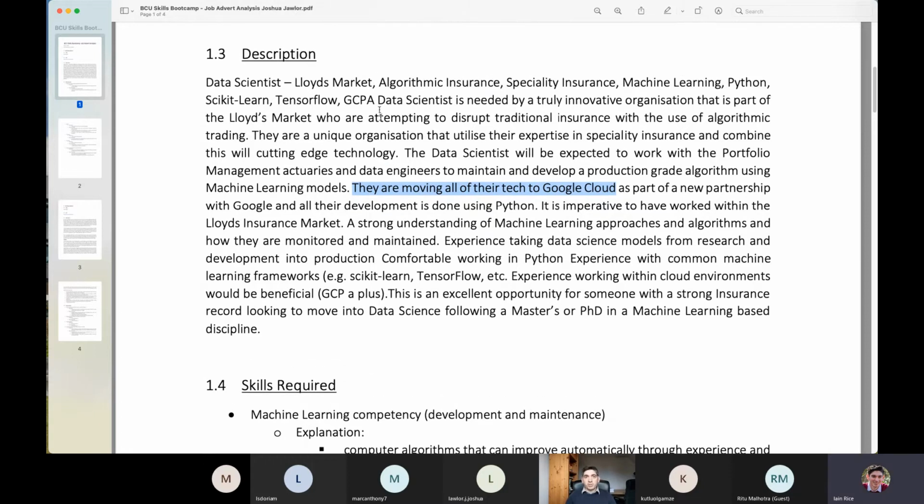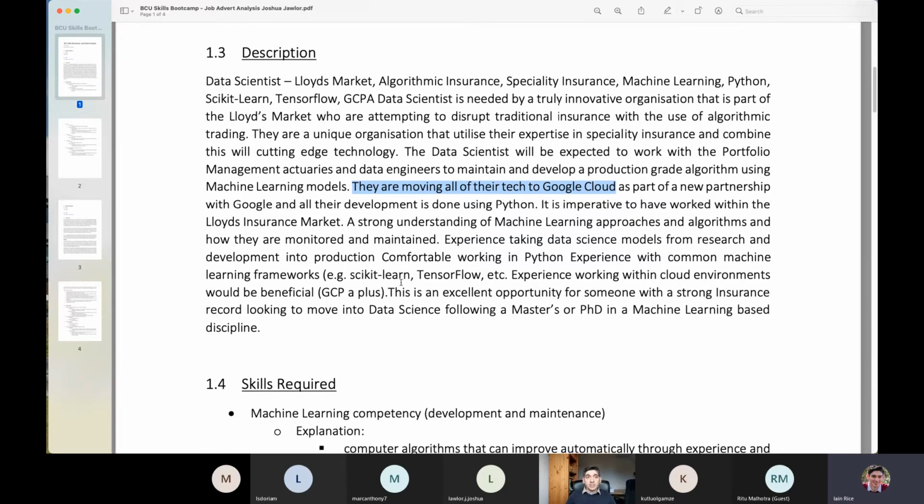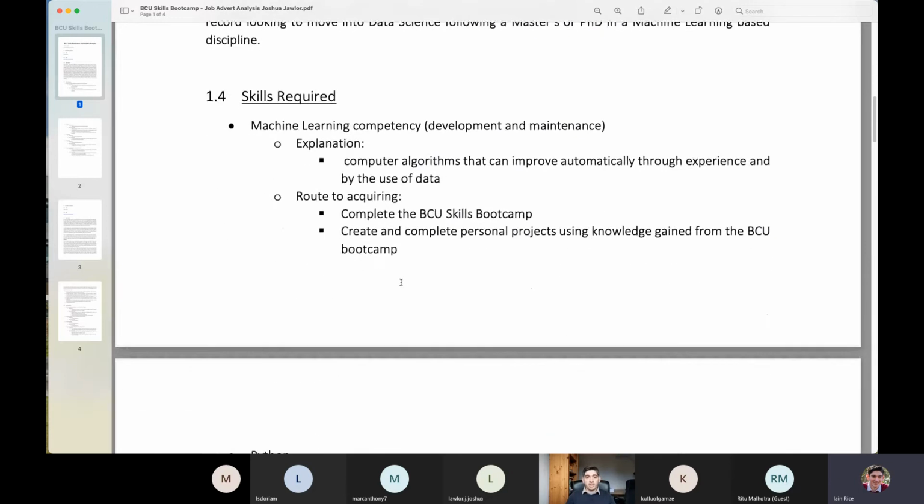Does everyone feel comfortable with just breaking down just those main terminologies? What started as potentially a scary job advert asking for lots and lots of things, actually whittles down to, can you program in Python? Can you use machine learning? And are you comfortable with the cloud?